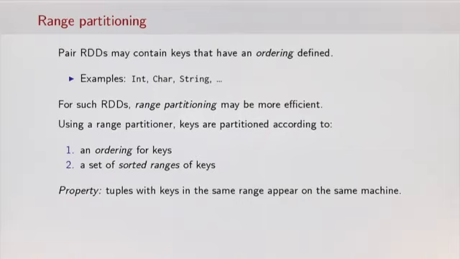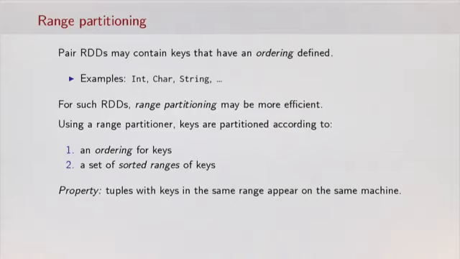The other kind of partitioning is called range partitioning. This is important when some kind of order is defined on the keys. Examples would include integers or chars or strings. We have lexicographical ordering on strings, for example. And if we think about our previous examples where we were working with pair RDDs that had integer keys, we could hypothetically range partition these keys.